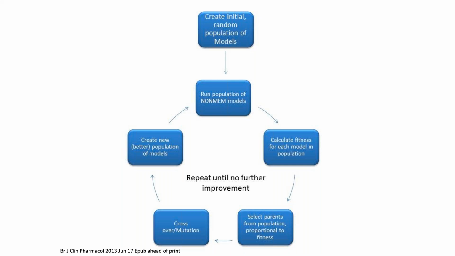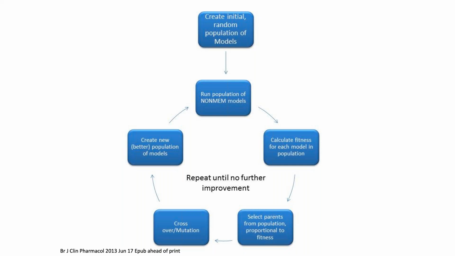So this figure is illustrating the general schematic of the approach. We create an initial random population of models. So you pick some number of models you'd like, that would represent this initial generation. And you run that population of models, maybe in NONMEM, maybe in something else. You use NONMEM to generate the -2 log likelihood and other indicators of fitness. And we calculate the fitness with the set of penalties that was shown earlier.